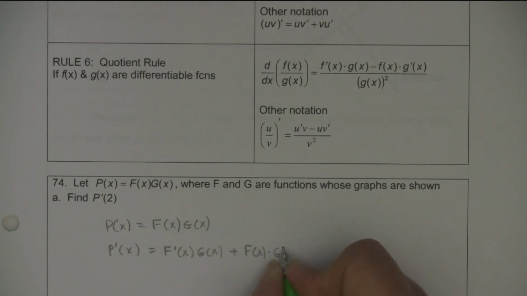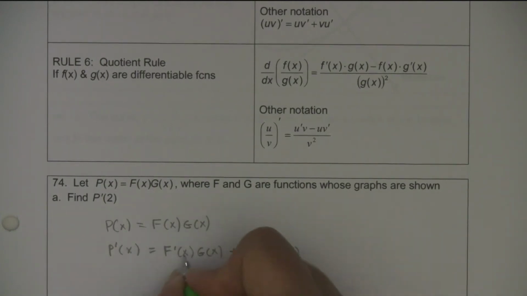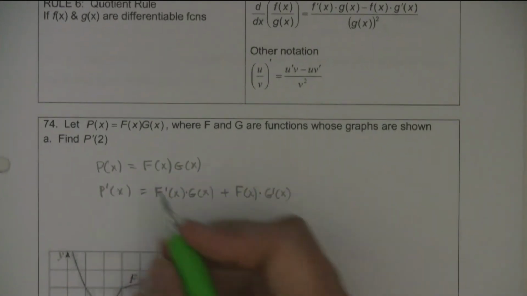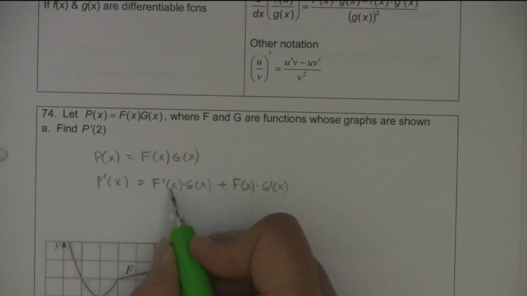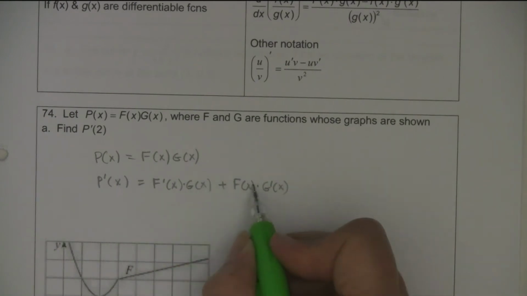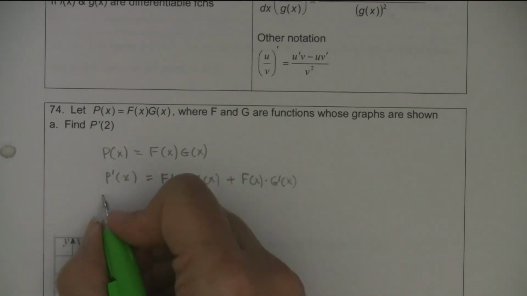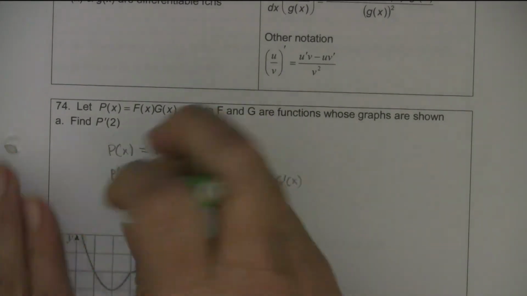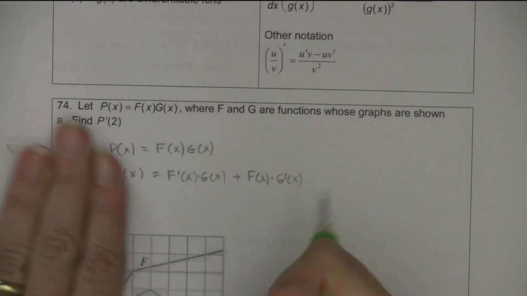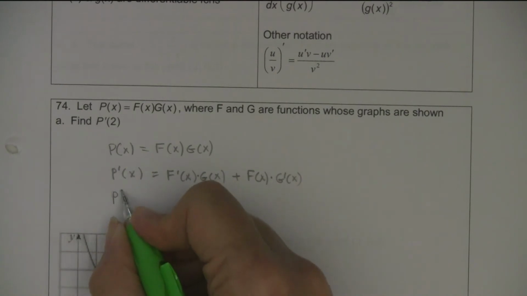Times g prime of x. Okay, so there's the derivative, and they said to do it at 2. So this is at 2, at 2, at 2, at 2, at 2, right? So I'm going to do that. And my prime got crazy, and then my 2 got not at all.